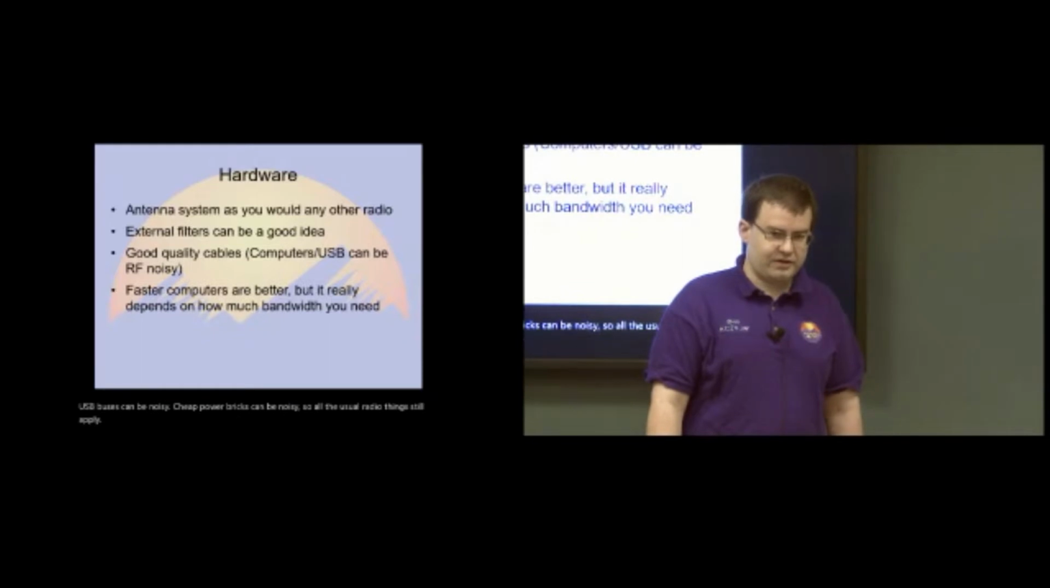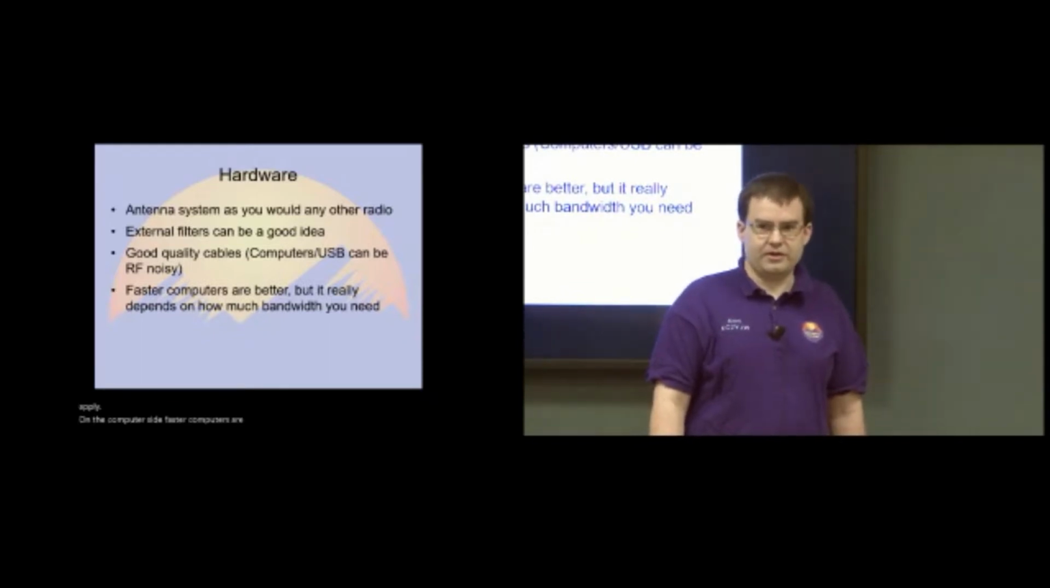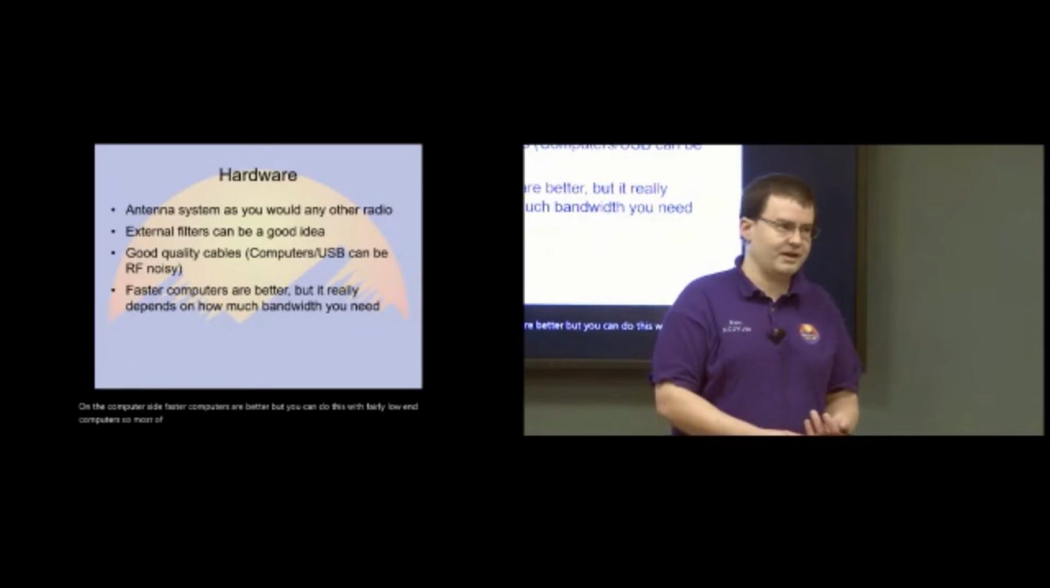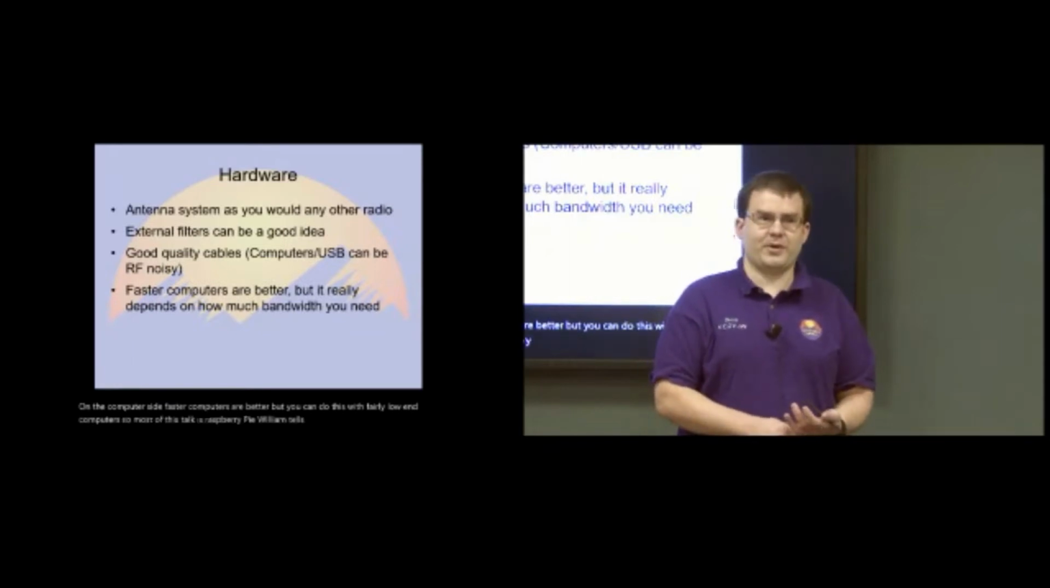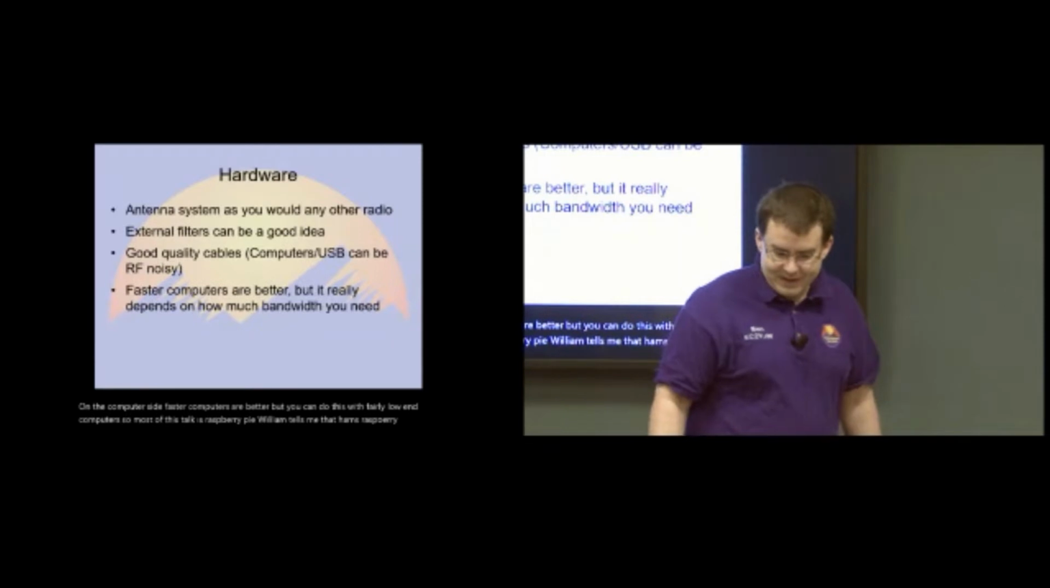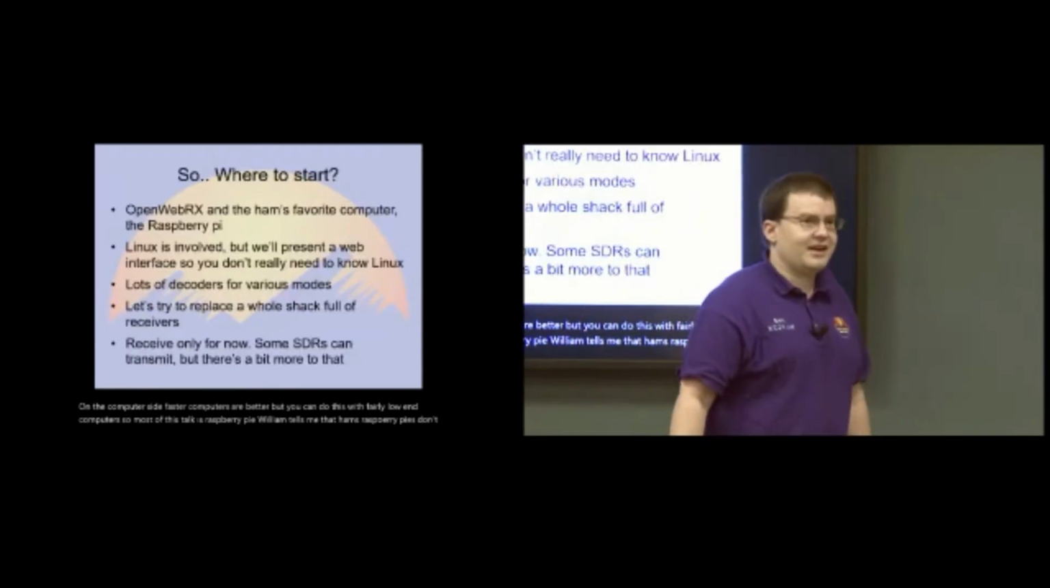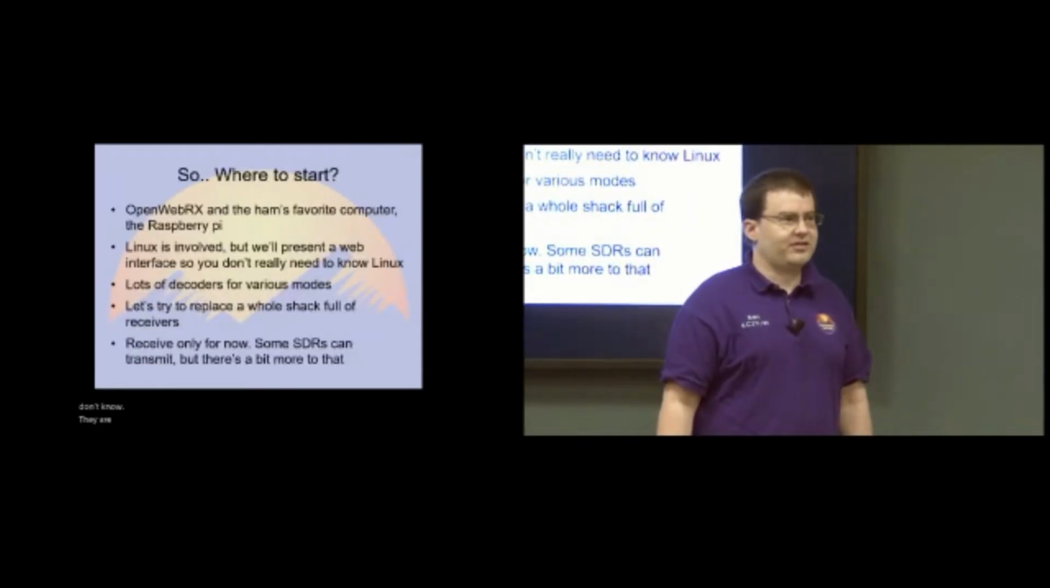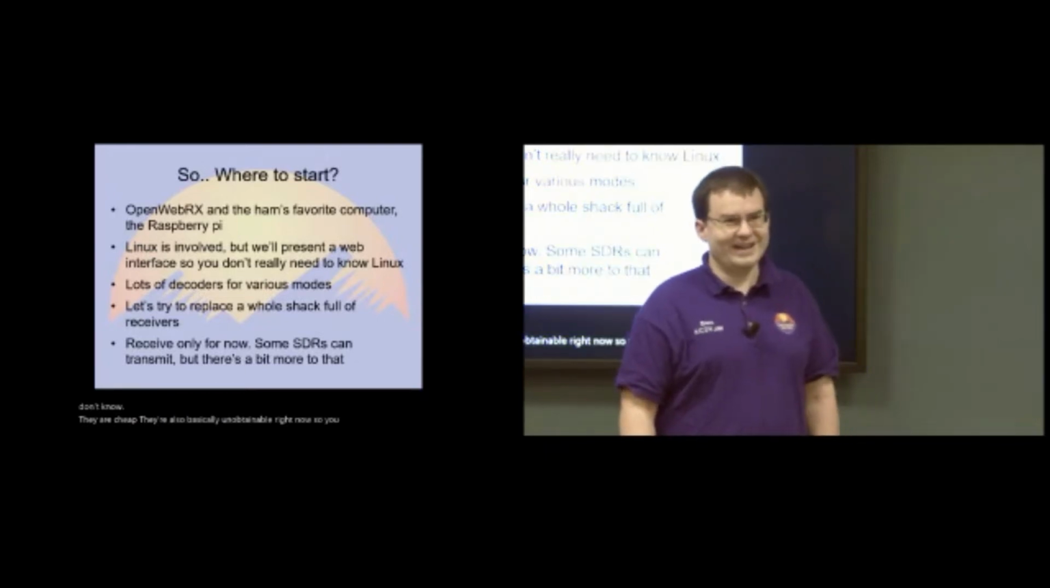On the computer side, faster computers are better, but you can do this with fairly low-end computers. So most of this talk is Raspberry Pi. Willem tells me that hams like Raspberry Pis. Don't know. They are cheap. They're also basically unobtainable right now. So you better already have one.